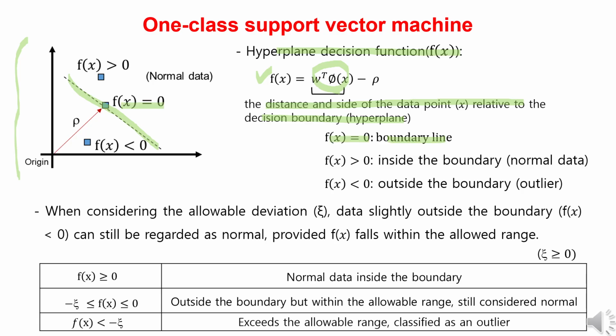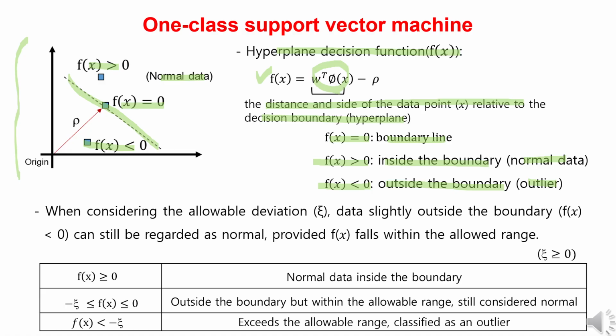If f of x is greater than 0, the data point is located inside the boundary, meaning it is in the normal data region. If f of x is less than 0, the data point is located outside the boundary, meaning it is in the outlier region.